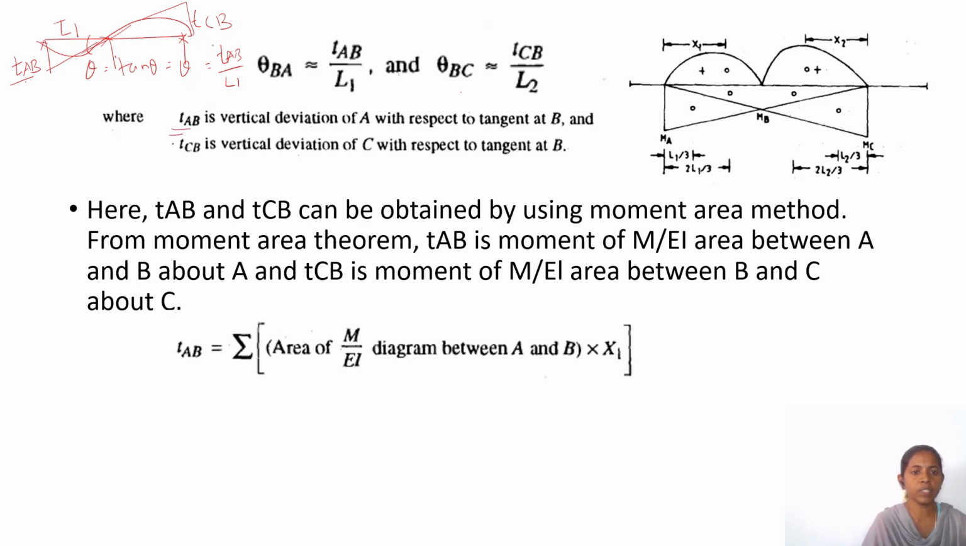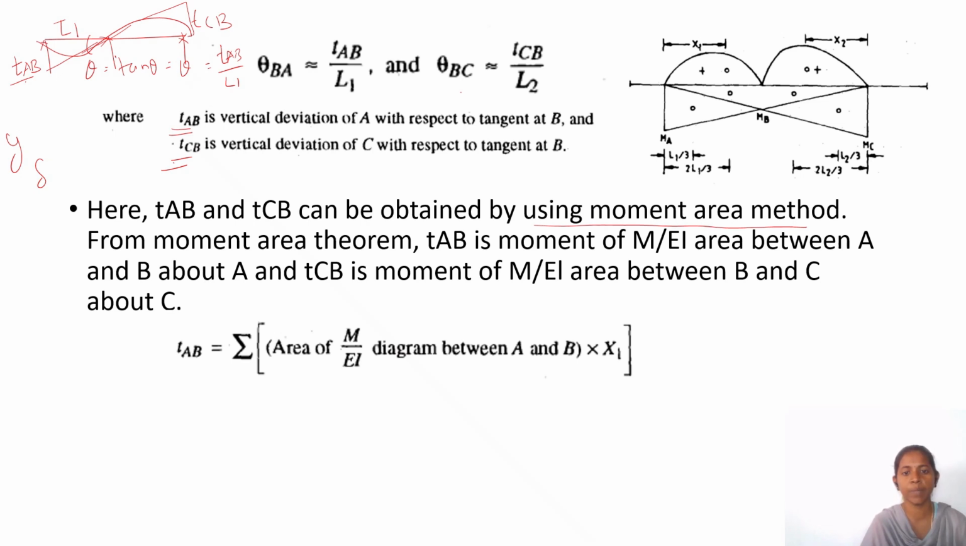In many books there are many notations for the deflection. Sometimes you use Y, sometimes you use delta. There is no problem in that. You can become familiar with each notation while practicing. TAB and TCB can be obtained by using the moment area method. So this is very, very important. In this theorem of three moments, we are going to use the moment area method.